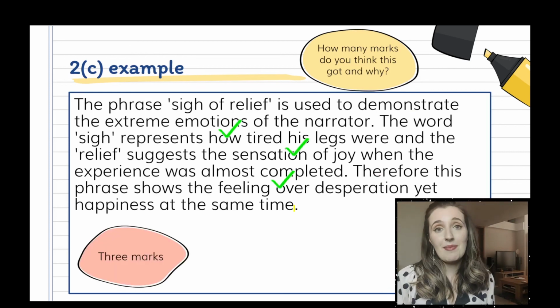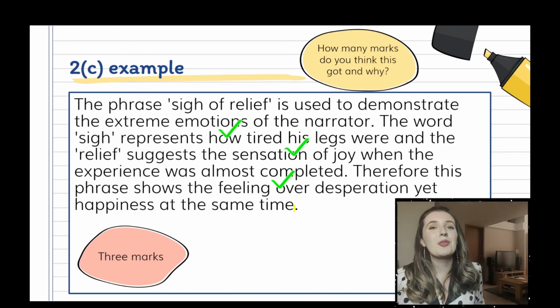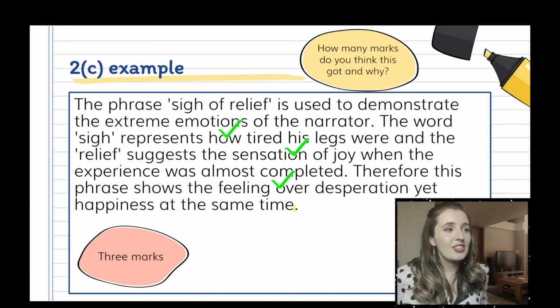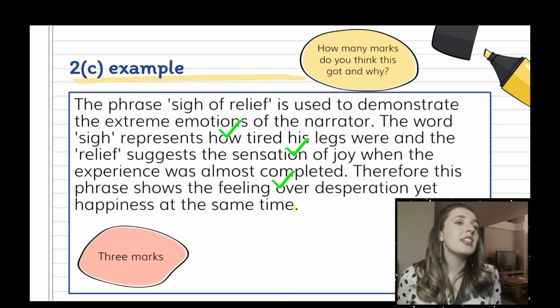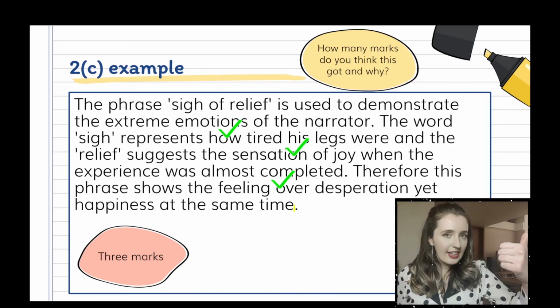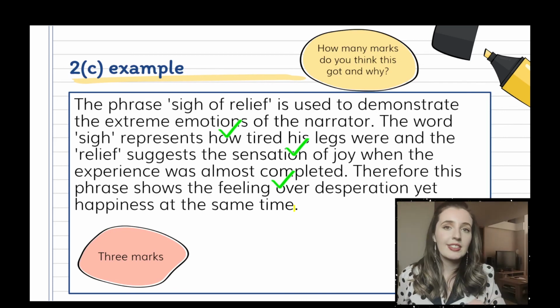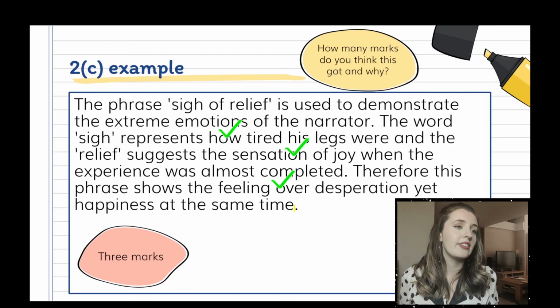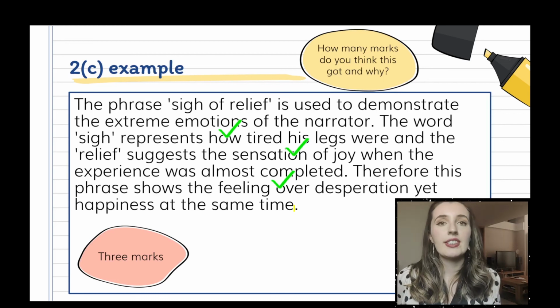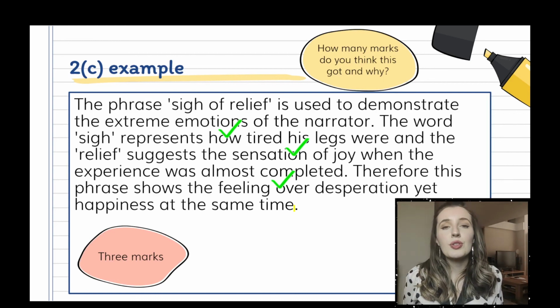So this is a 3-mark answer. Maybe you're surprised, maybe you're not. I think it shows you how straightforward your answer needs to be. So you've literally got a quote, the phrase sigh of relief, blah, blah, blah, is used to demonstrate this, this, and this, 3 marks, done. And you can see that they got a mark for saying how tired his legs were, the sensation of joy, and the feeling of desperation yet happiness at the same time. That's where they gained those 3 marks.